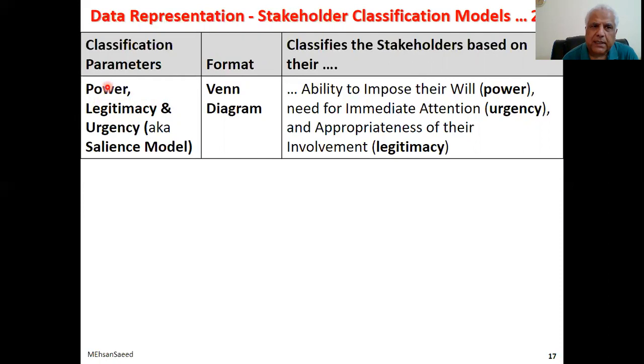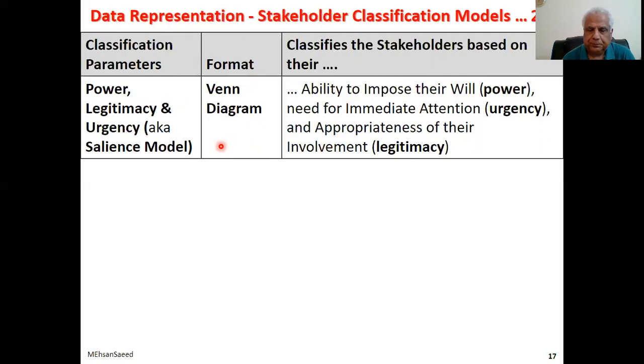Whereas power is the ability to influence the project, and it generally means in the negative sense, or let's say the nuisance powers. This power is the nuisance power, although the book says it is the power to impose their will. It is generally in the negative context, the power to impose their negative will. And then there is urgency. Those stakeholders who are in a hurry to seek information on the project. We are going to discuss this model also. This is based on the Venn diagram, which you would have studied in your high school.